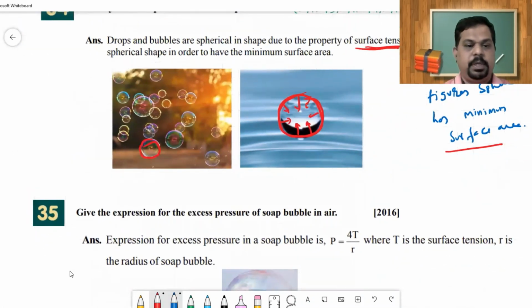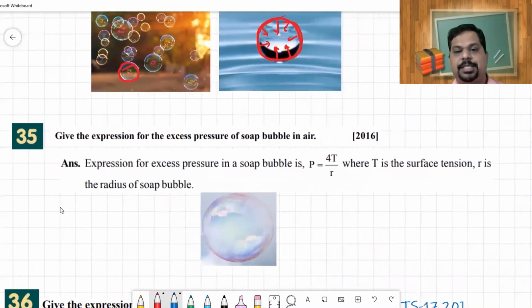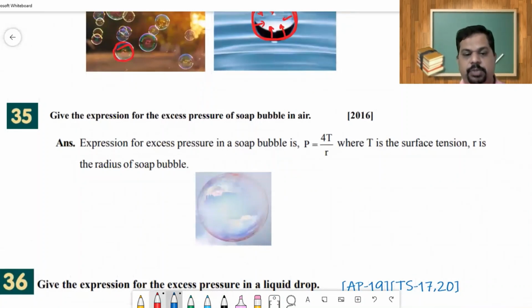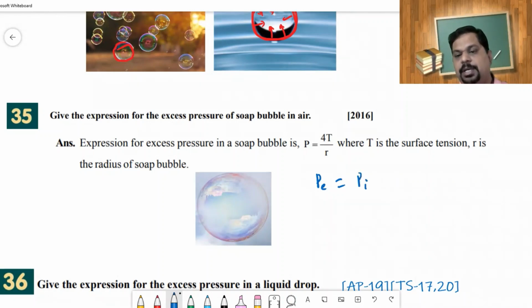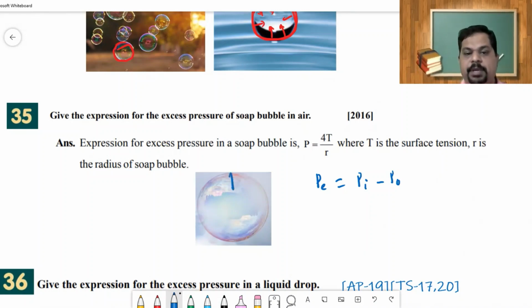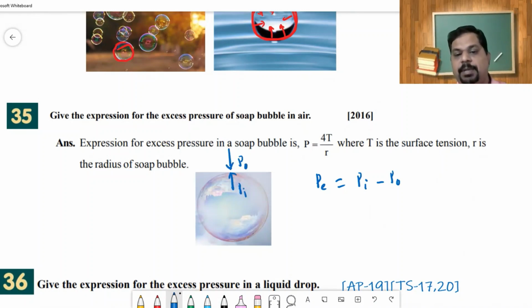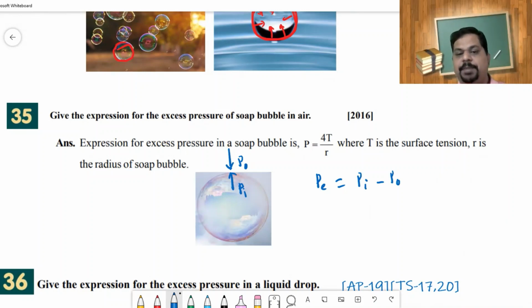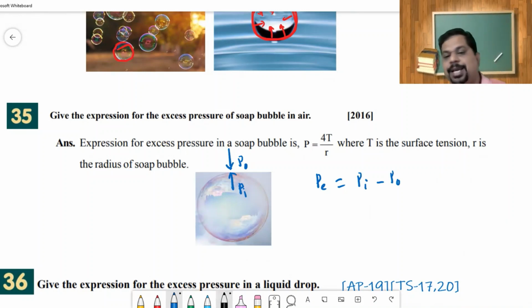Next one. Give expression for the excess pressure inside a soap bubble. First of all, what is excess pressure? You should understand that. Excess pressure is nothing but the difference between inside pressure and outside pressure. If you look at a bubble, there is a pressure from inside, because there is air inside, and there is a pressure from outside. So here P naught is nothing but the atmospheric pressure. P_A is the pressure inside because of this air. The difference between that inside pressure and outside pressure, we call it excess pressure.